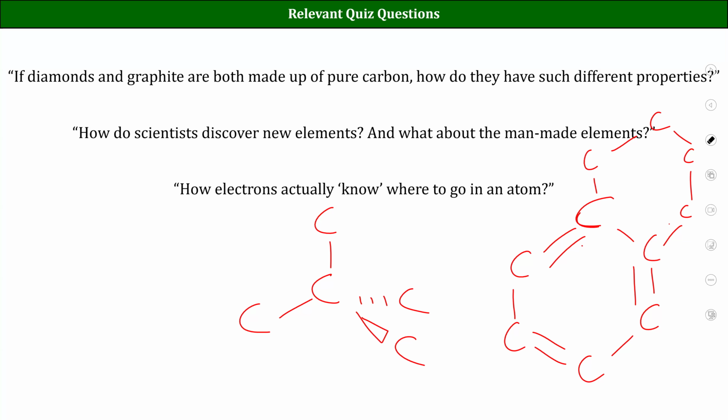It also means that the electrical properties are different, because these alternating double bonds are a way to move electrons around. But tetrahedral carbons can't do that. So diamonds are not conductive, but graphite is. And so it all comes back to the electrons and these VSEPR geometries.